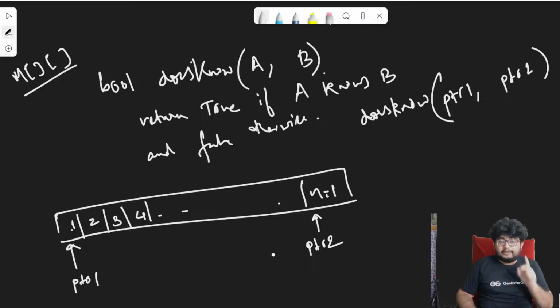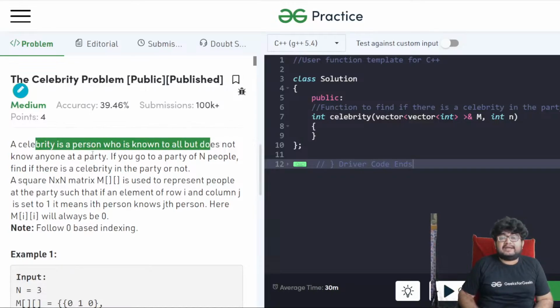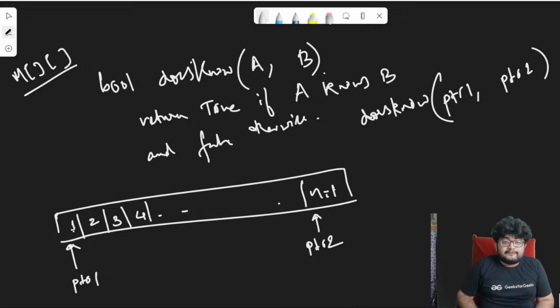Now if 1 knows n minus 1, what does it mean? 1 cannot be a celebrity, because a celebrity cannot know any other person. That is the definition of a celebrity: a person who is known to all but does not know anyone at a party. So if 1 knows n minus 1, 1 is definitely not a celebrity. In that case, we will do pointer 1 plus plus.